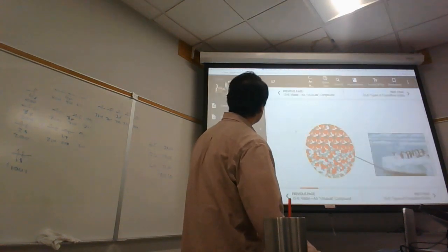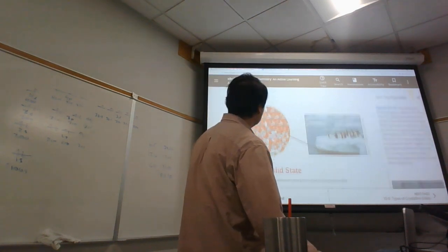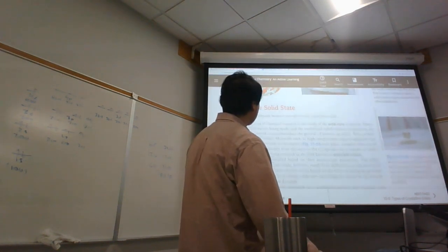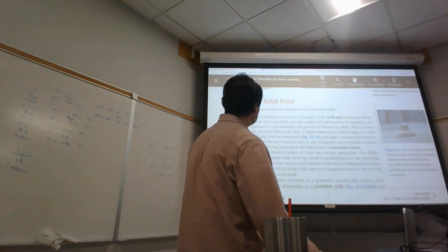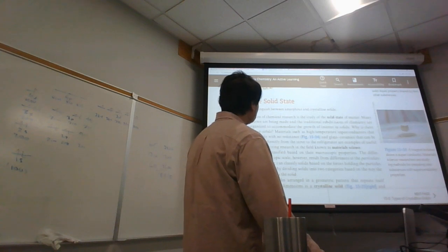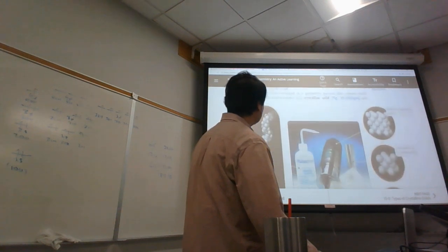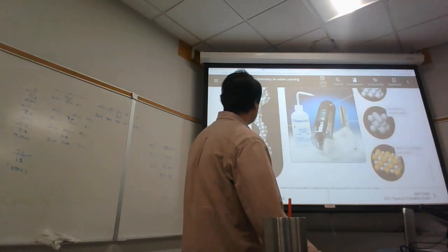Let me finish up chapter 15. The solid state. This is a high temperature superconductor. It's a levitating magnet. We have lots of different solids.